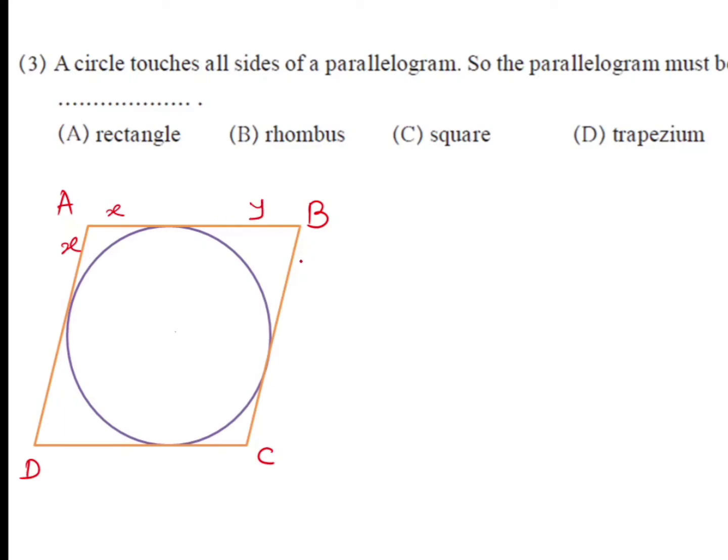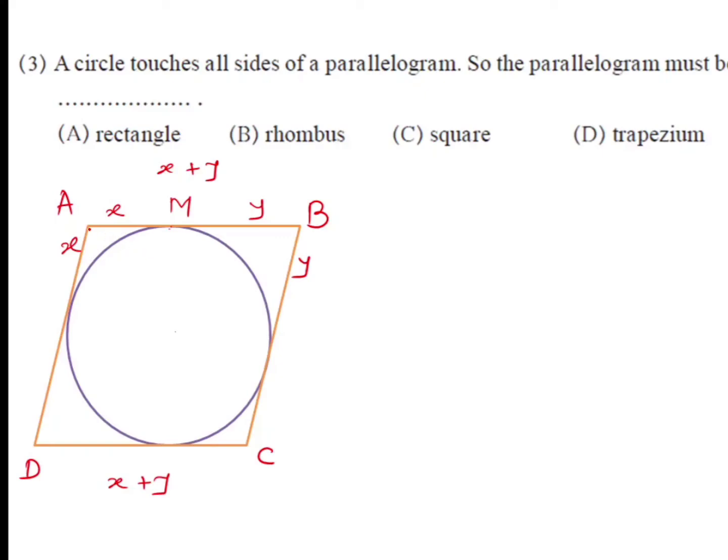Let their lengths be y. Suppose the point of contact is M. So AM is x and MY is y. So the length of segment AB is x plus y. And as quadrilateral ABCD is a parallelogram, if AB is x plus y, its opposite side CD must also be x plus y. So the length of segment CD is x plus y.